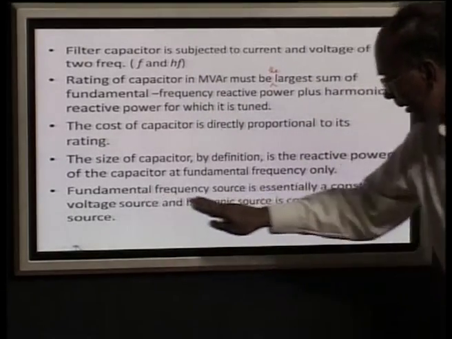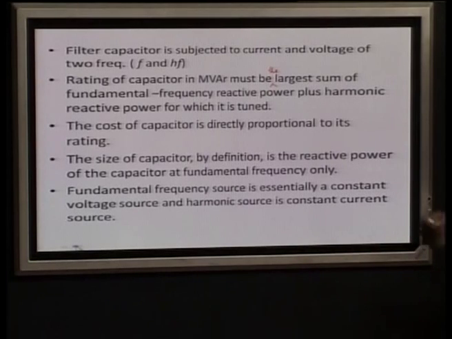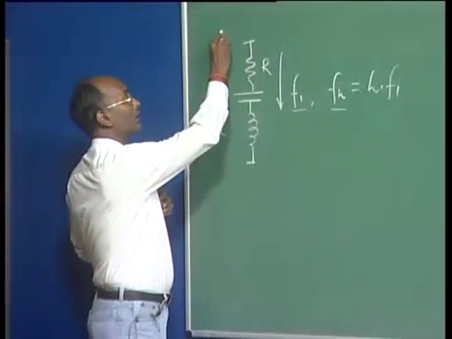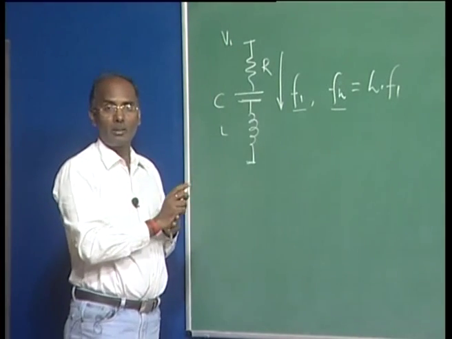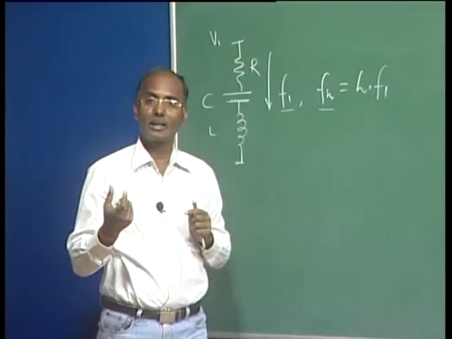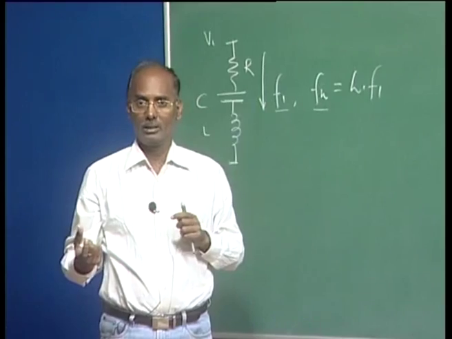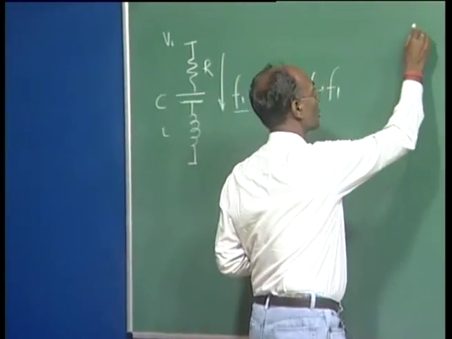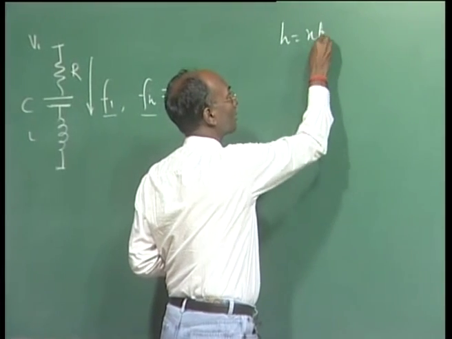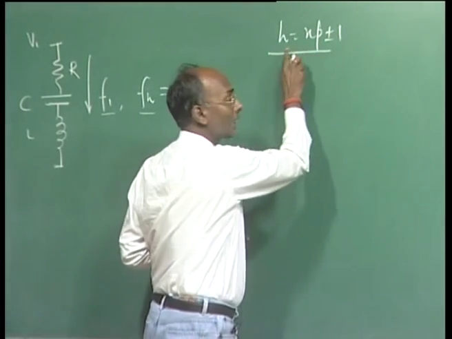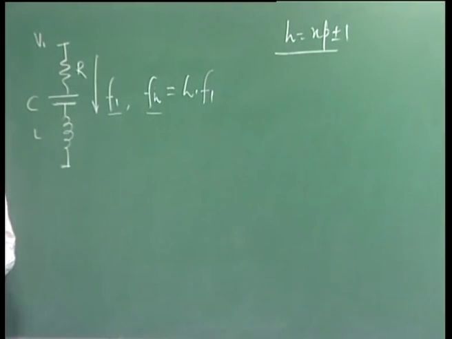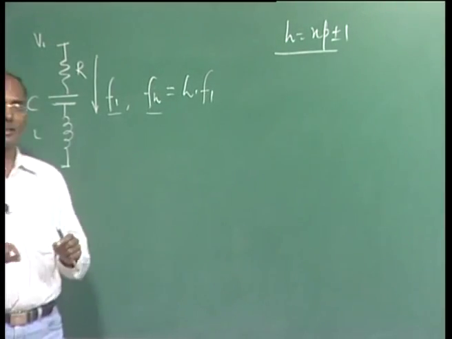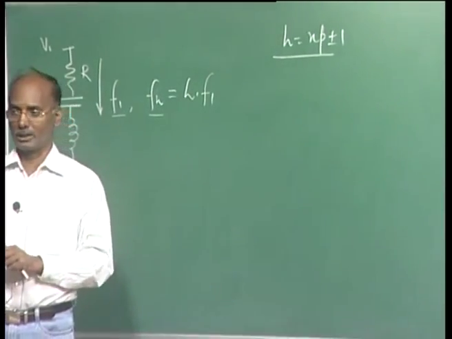Now, the fundamental frequency source is essentially a constant voltage source, because whatever is connected here we are having this V1, but the harmonics component is the current, it is not voltage. On the AC side we are having harmonics, this is your H, that is NP plus minus 1, it is AC side current harmonics, it is not voltage. However, on the DC side we are getting the voltage harmonics and there is no current harmonics.